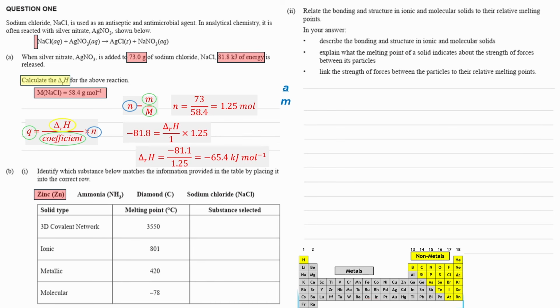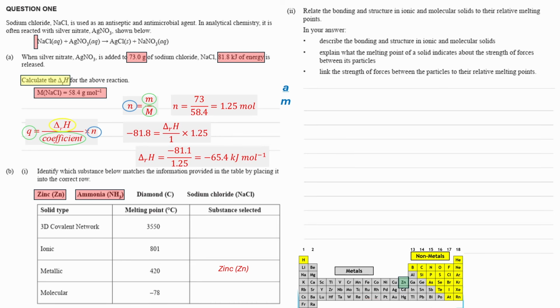Okay, if we look at this zinc here, we can go to this periodic table down the bottom, and we're going to see, is zinc a metal or a non-metal? And we can see that zinc is found here in the non-metals. Sorry, in the metals. What did I say non-metals for? So it's a metal. Zinc is a metal. We've got the metallic substance here, so zinc is going to be put in this part of the table.